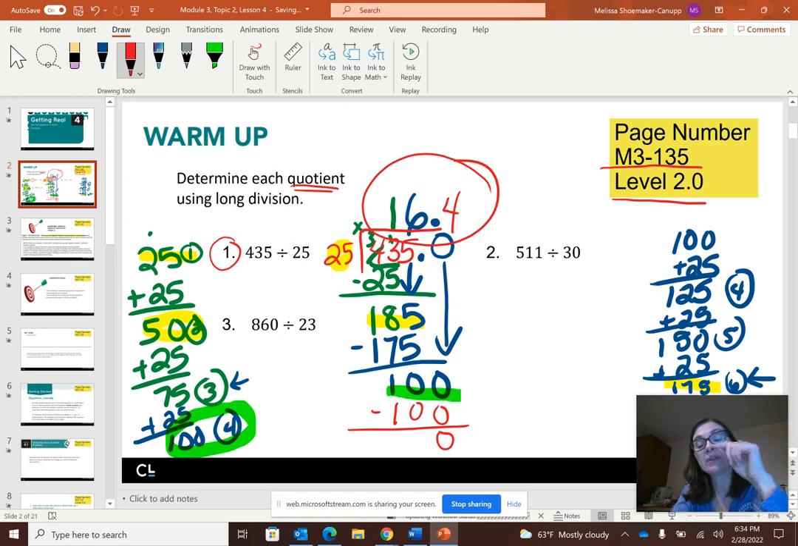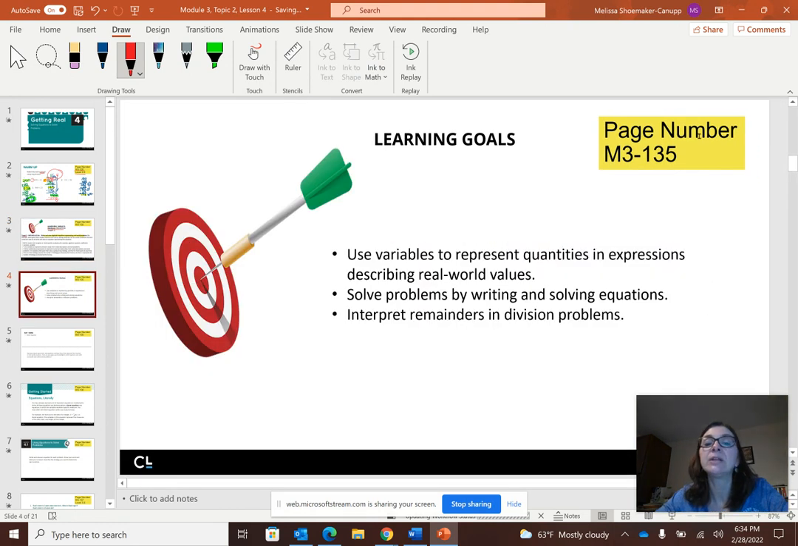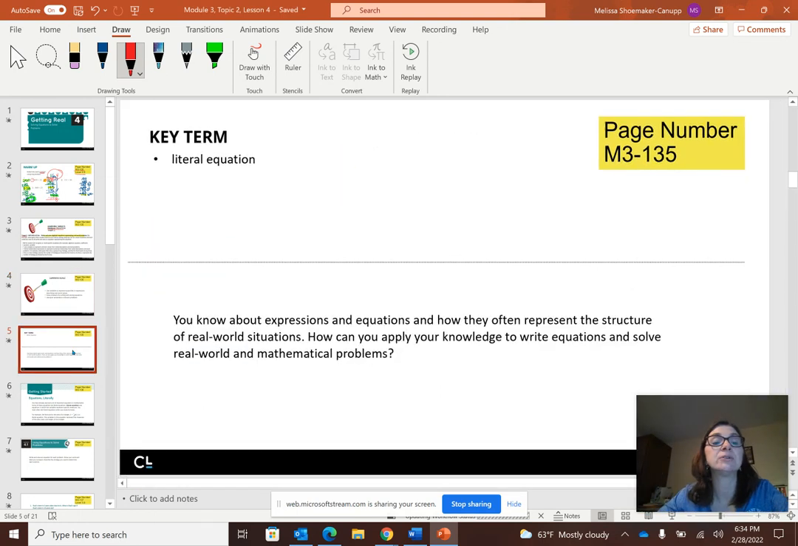So you guys do your best on the other two. Let me check them. We can check them with the calculator and just see how you did. It's really good practice. Now, where we're going is target 2, our algebraic equations. This is our last target on this, and we have to write and solve algebraic equations representing real world problems. So we're solving word problems. Our target or our learning goals is here on page M3 135. Remember, our goal is to get to that level 3 skill.